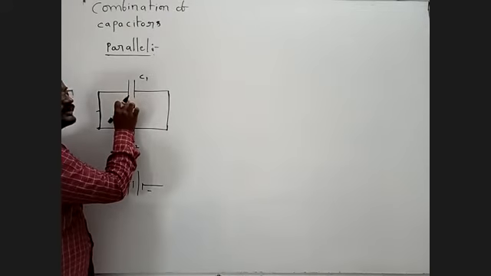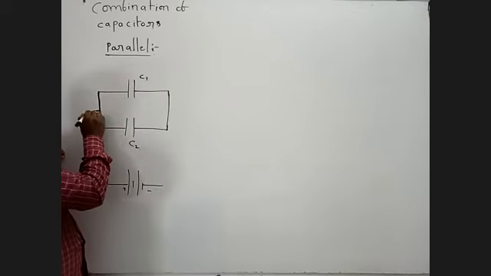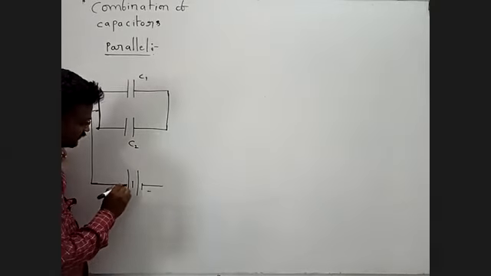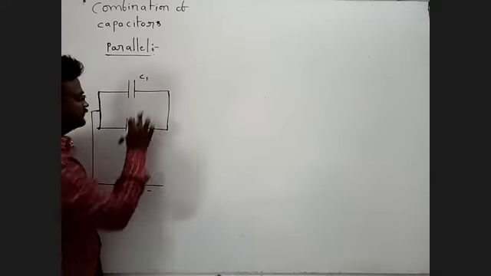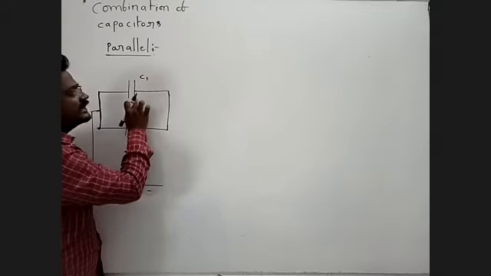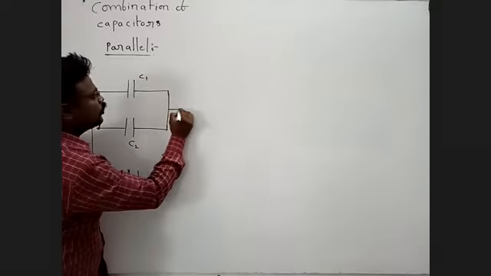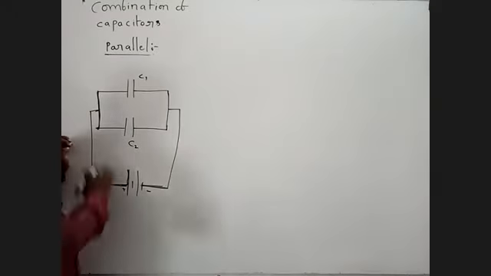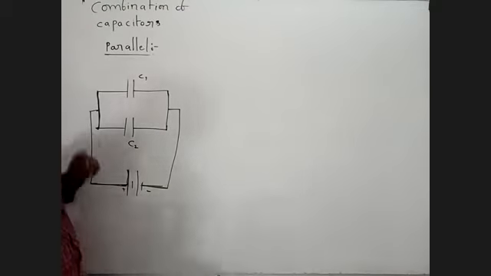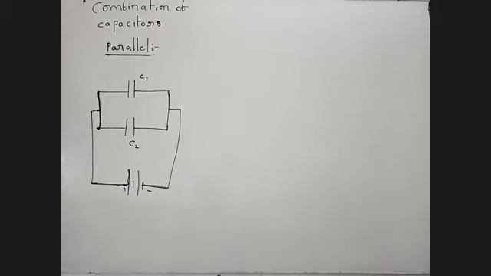This is plate 1 of C1 and plate 1 of C2. Both plates are connected to the positive terminal of the battery. This is the second plate of C1 and the second plate of C2. Both are connected to the negative terminal of the battery. Now the circuit is closed.